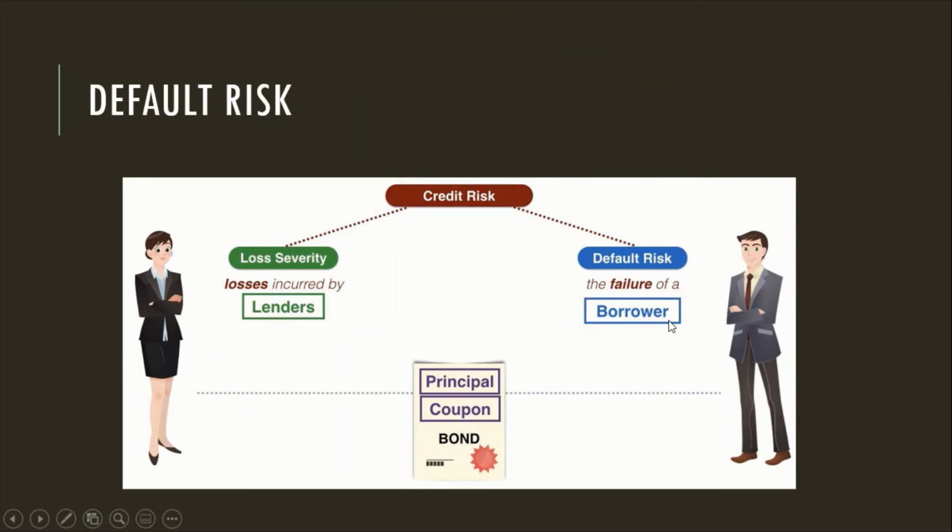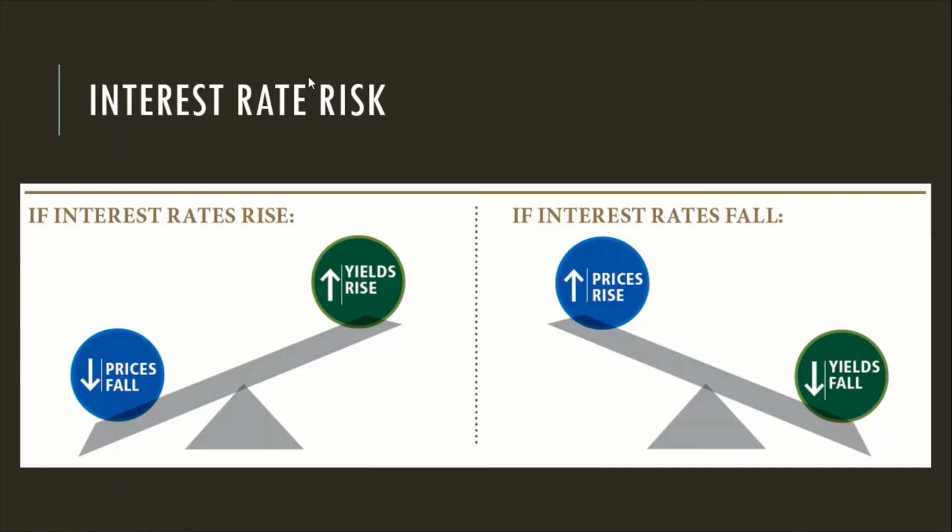So default risk is from the definition of default, the inability to pay the investor the face value of the issued bond. Okay? So the failure of the borrower, kasi yung borrower is the issuer. The failure of a borrower to repay its lender. Okay? So here is the principal coupon bond. So meaning default, hindi ka na makakabayad. Okay? Right.